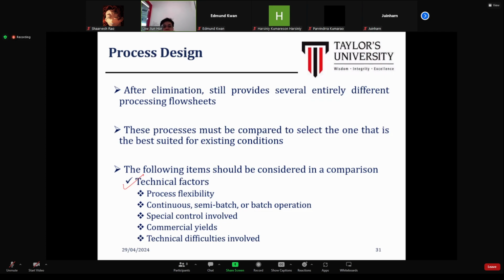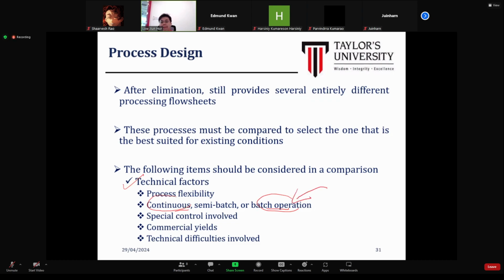We can try to consider the technical factor. What is the technical factor? For example, the process that you are going to apply, the first one and the last one, is it a continuous or batch operation mode? As I told just now, the characteristics of continuous and batch operation mode are totally different. Some of them, the manpower that you need is lower. Some of them, the installation cost is cheaper. Then, it can also influence your decision.